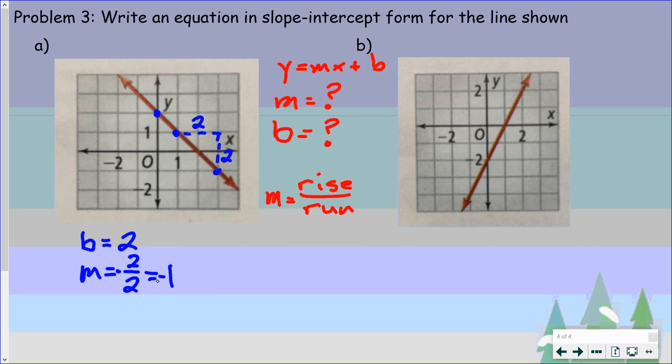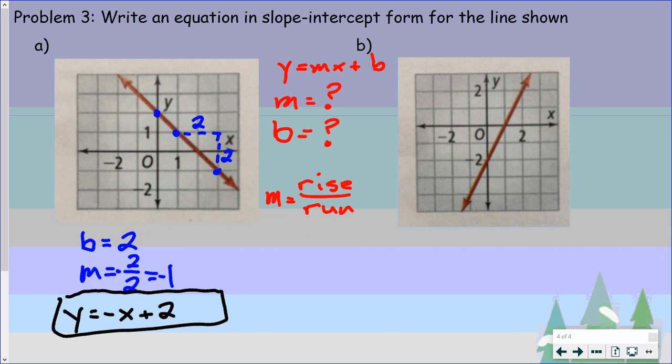And so then the equation, again, it's just y equals mx plus b. So we're going to have y equals -x. I'm not going to put the 1 because I don't need to. The slope's -1. There's a 1 here that doesn't need to be written, plus the y-intercept, which is 2. And there's my equation.